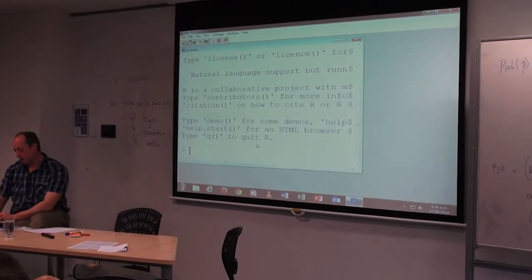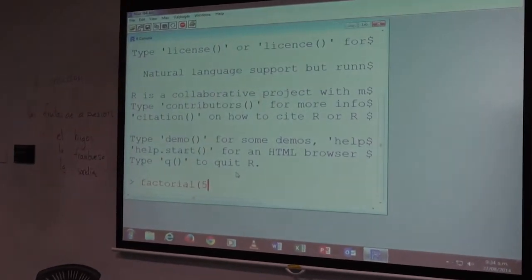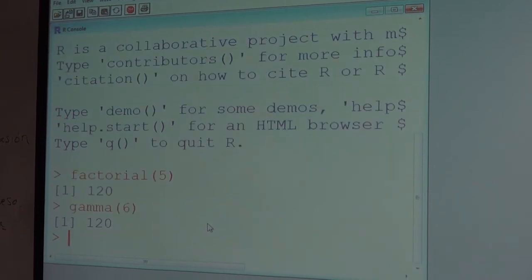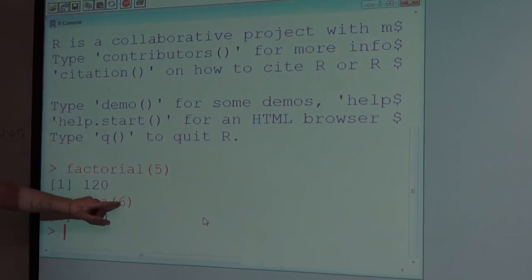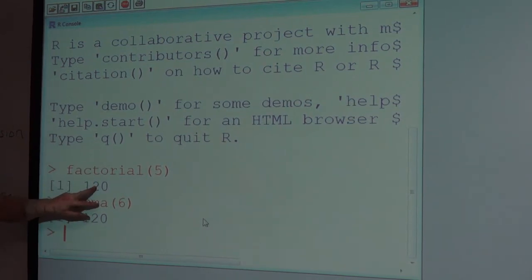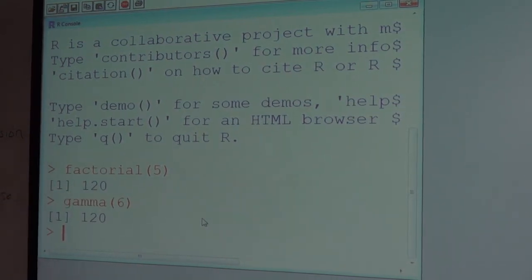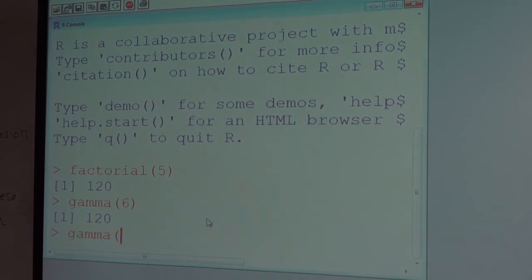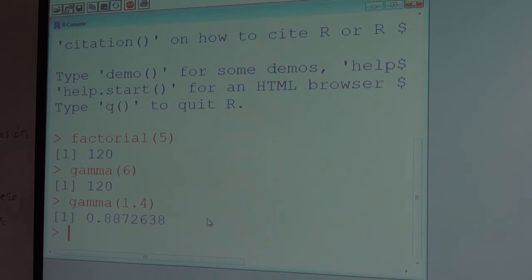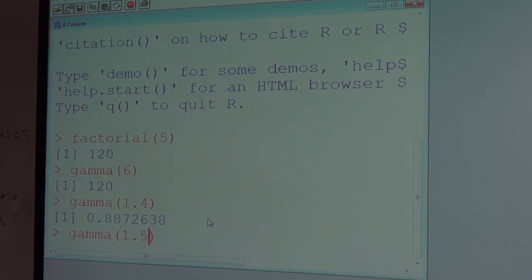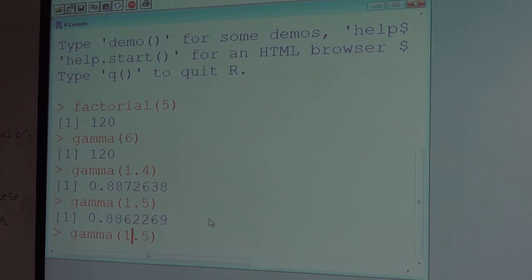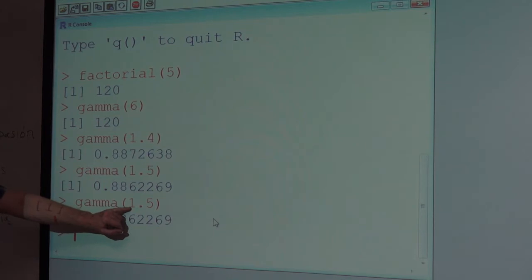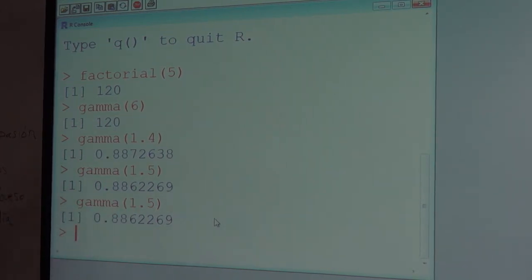Okay, so first of all, let's have a look at factorial, let's say 5, and gamma of 6 will be factorial 5. So these are the same. Now have a look at this, factorial 1 point, actually let's stick to gamma. Gamma 1.4. There we go. What about gamma 1.5? Well, it's that. There it is. So that's equal to factorial 2.5, I guess.